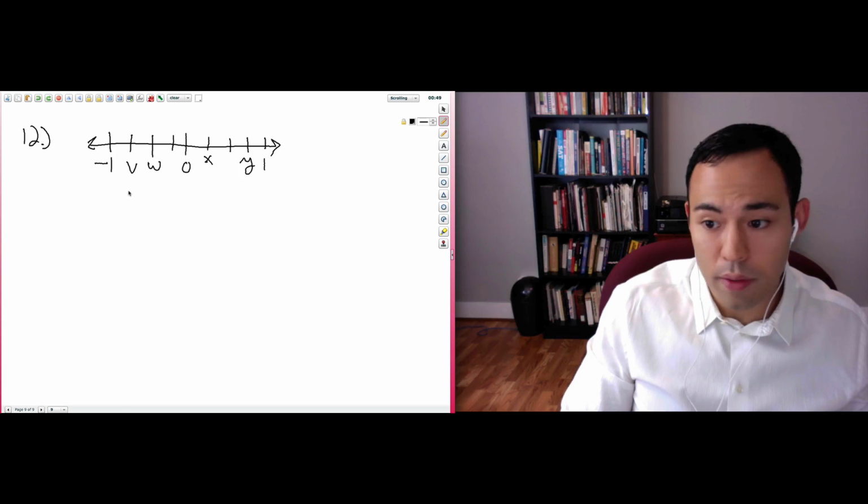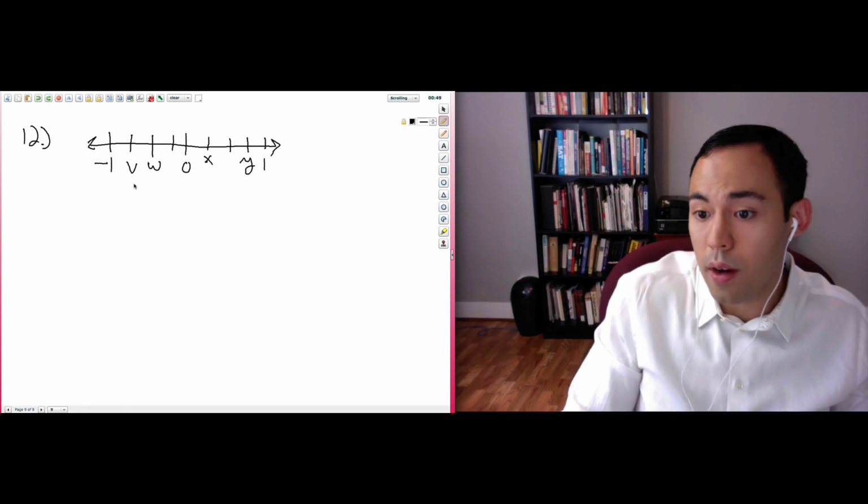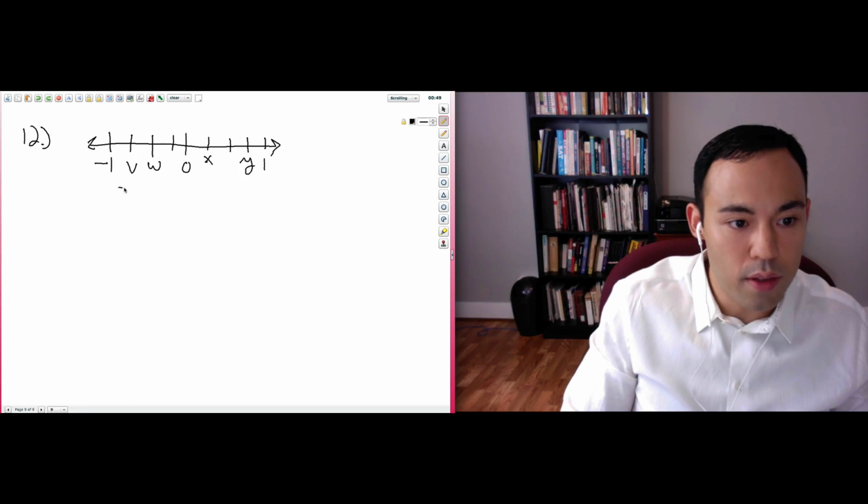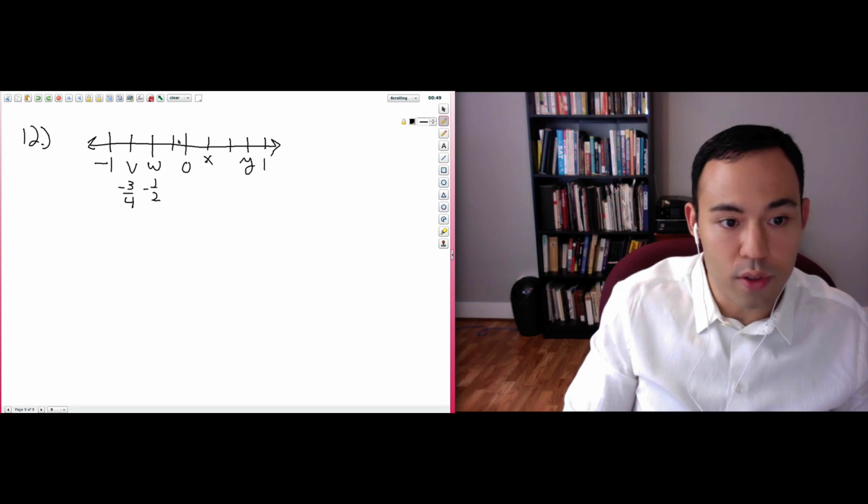-1. The point of that is we can just fill in what looks to be the actual values of these numbers. And even if they aren't exact, I'll just say that's -3/4. This is -1/2. There's no value there.